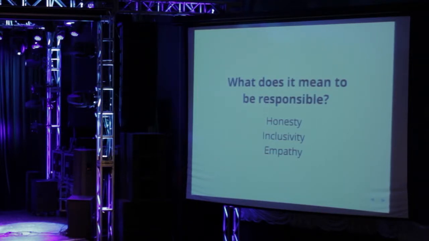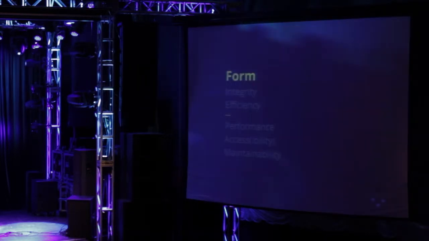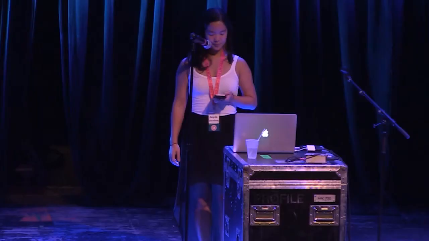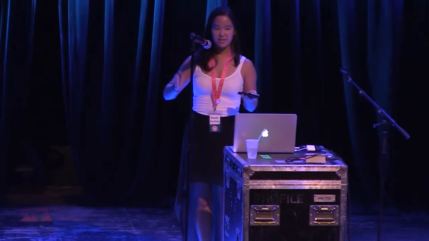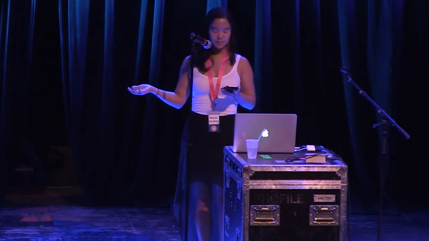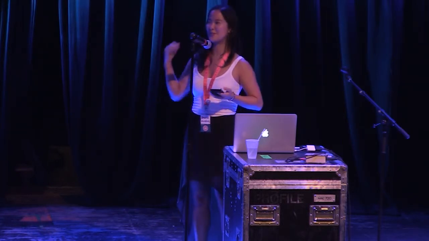I broke this down into 6 different sections: form, integrity, efficiency, performance, accessibility, and maintainability. The first 3 are more design-related, and the last 3 are more development-related. First, we'll focus on form.